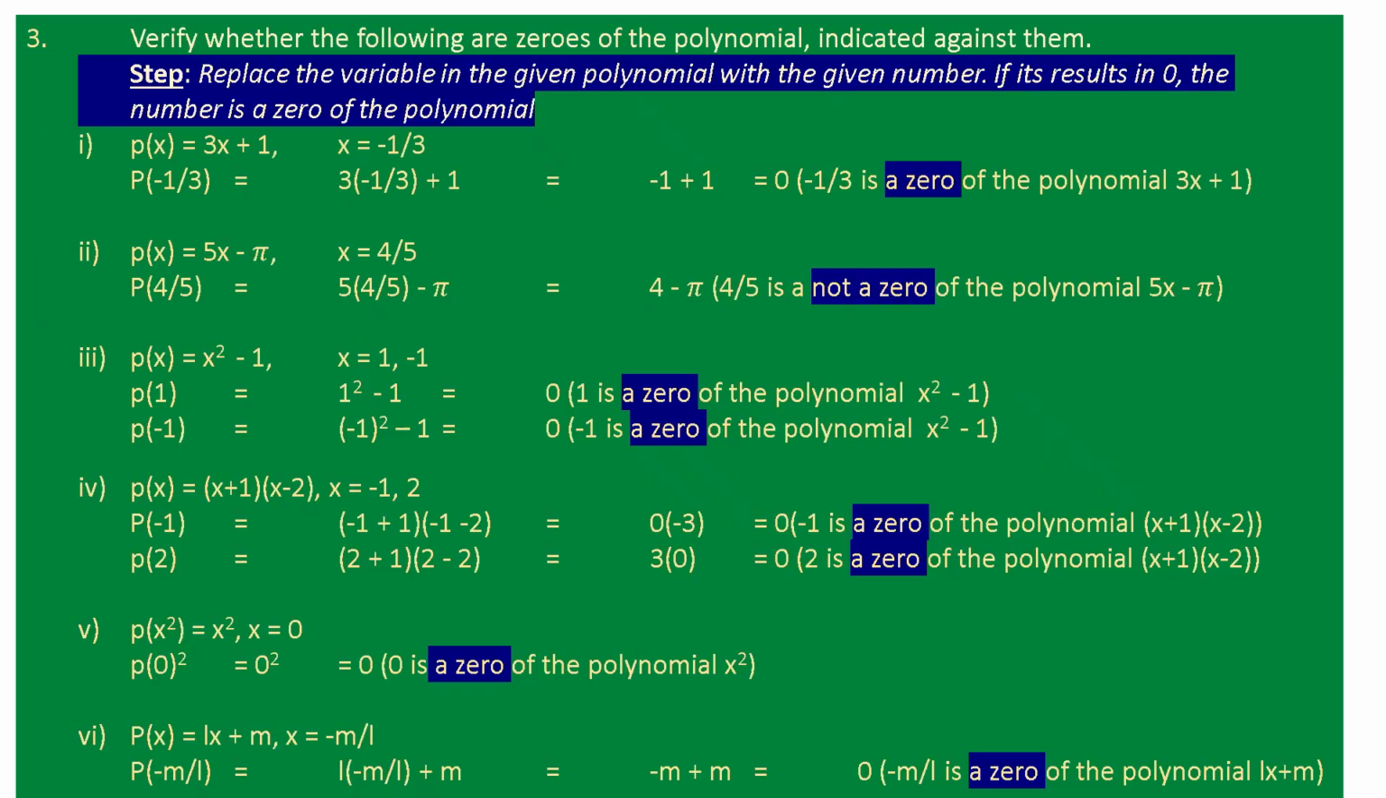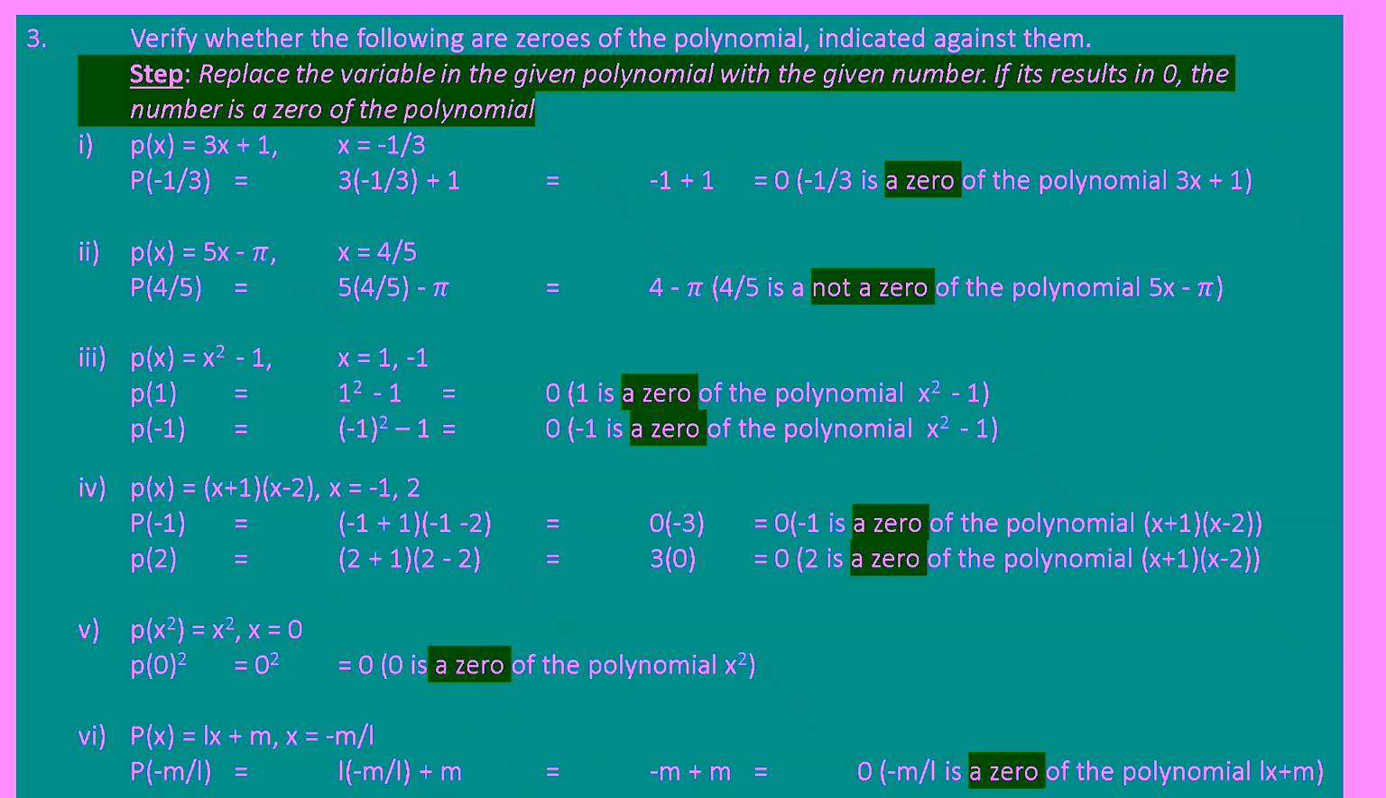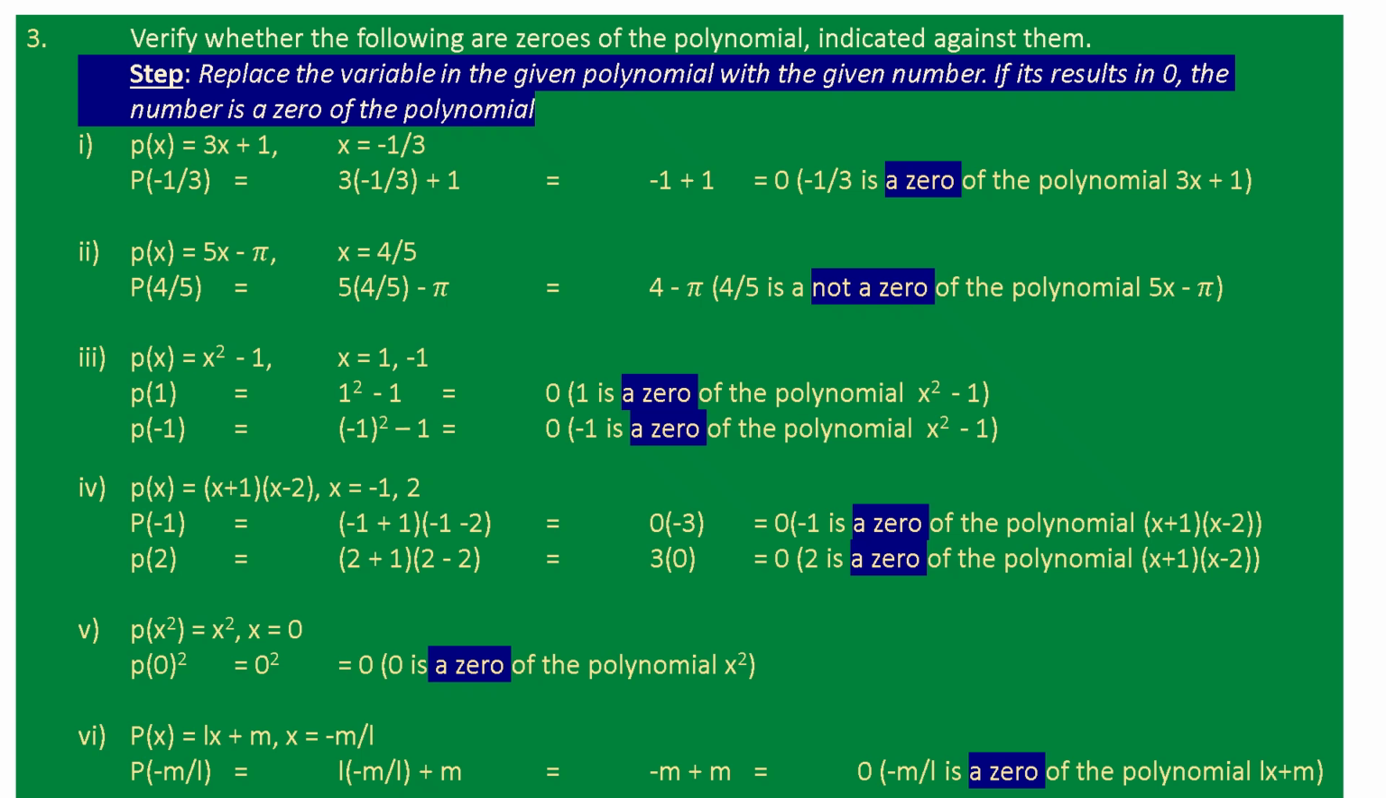Sum number 3: verify whether the following are zeros of the polynomial indicated against them. So what is the step? Just replace the given value into the polynomial. Find out if it results in 0. Only if it results in the value 0, the given number is a 0 of the polynomial. If it doesn't result in 0, then you will say it is not a 0 of the polynomial. So you can look into the different sums that are given.